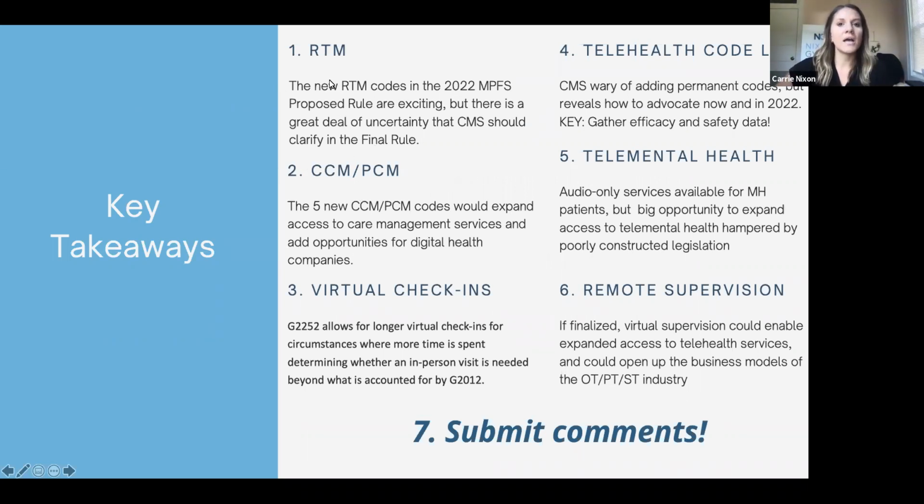So for RTM, I think the main takeaway is there's a great deal of uncertainty that CMS is going to need to clarify. You all have already been asking lots of great questions in the Q&A that we didn't get to in the presentation, but that are other points that we should make to CMS. Things like, can RTM and CCM be billed in the same month? Or can RTM and RPM be billed in the same month? Things like that are all really important points to point out. We've got kind of the base language in the proposed rule, but I think there's a lot of opportunity for us to ask CMS for clarity there.